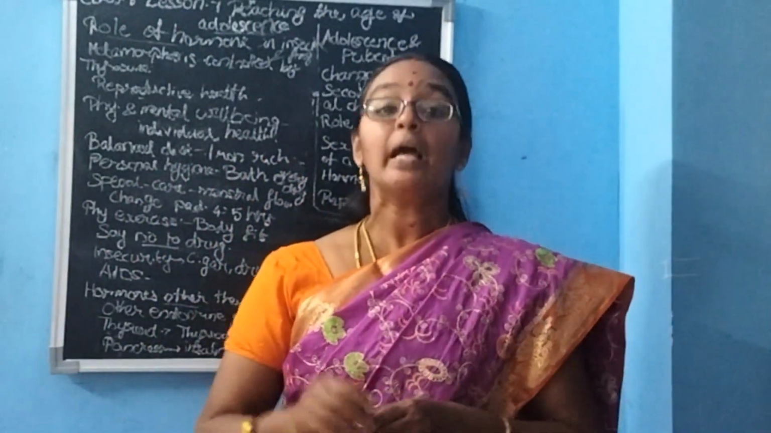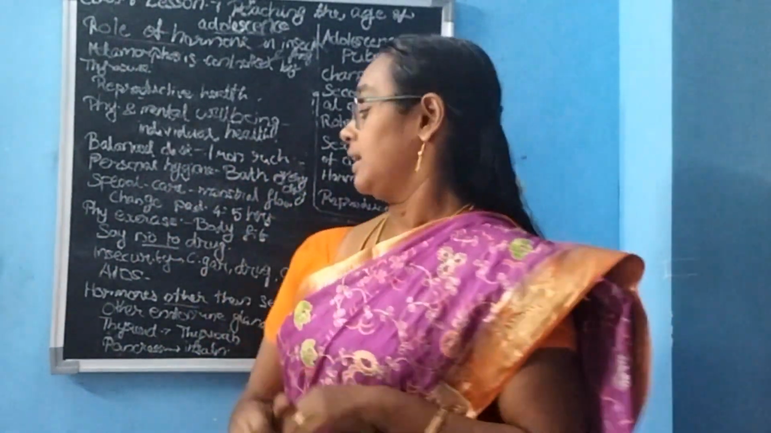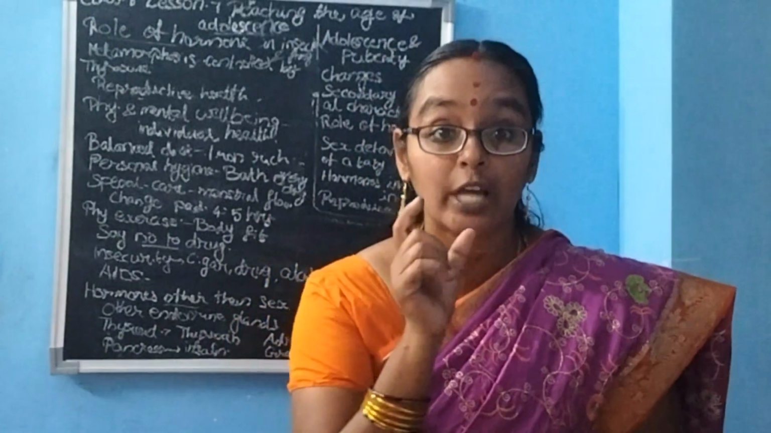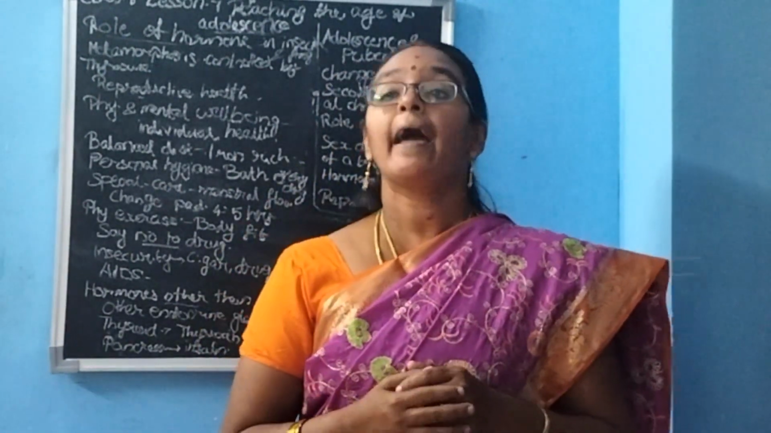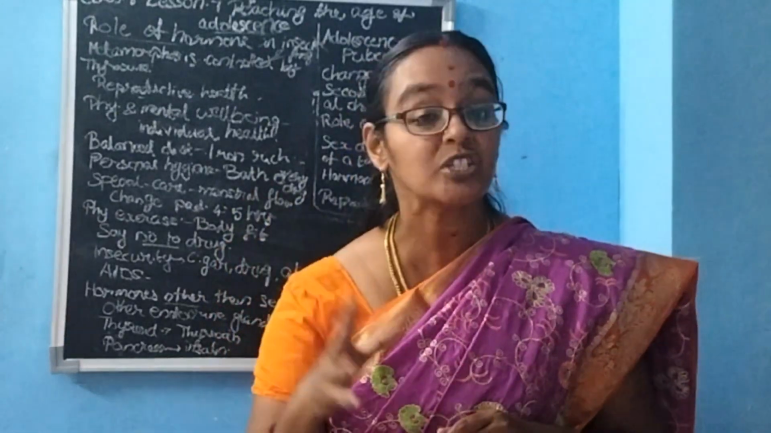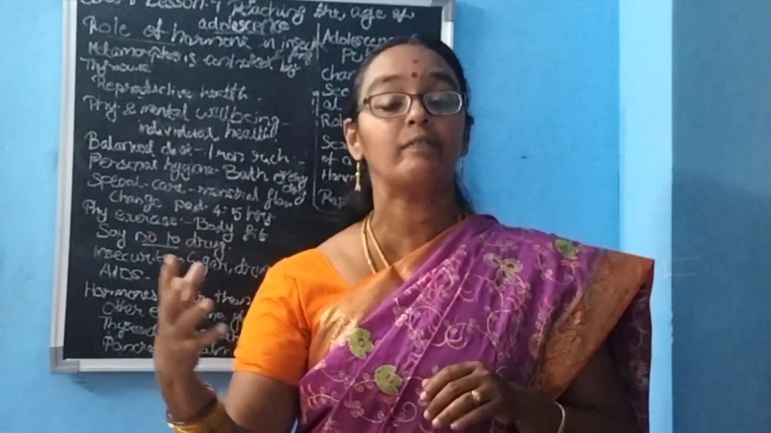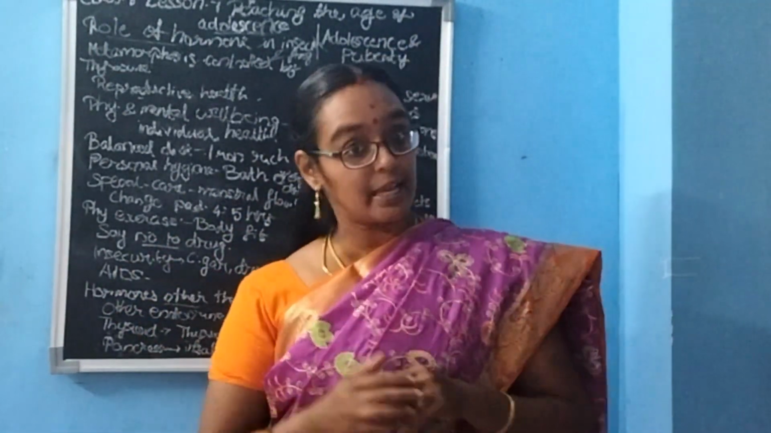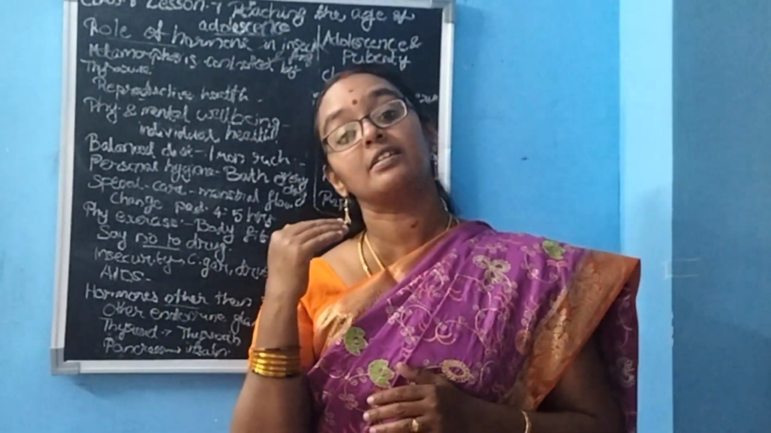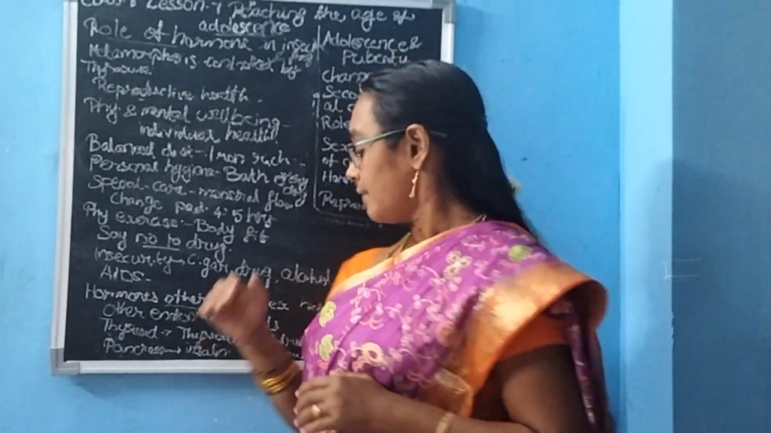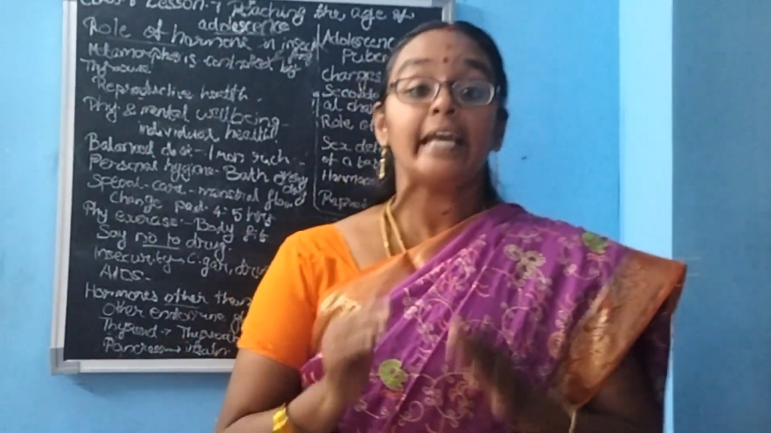Thyroxine is the hormone which is secreted by the thyroid gland. For what purpose? For the metabolism and for the heart and muscle functioning, and also helps for the brain development and all. This thyroxine is helpful. When this thyroxine is deficient, goiter is the disease which is caused.